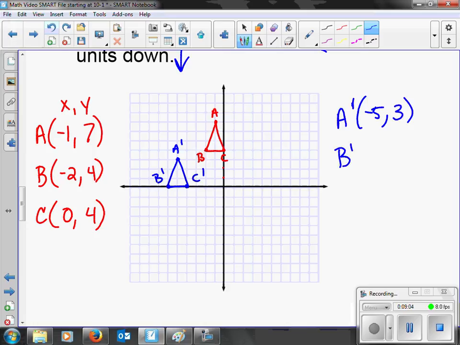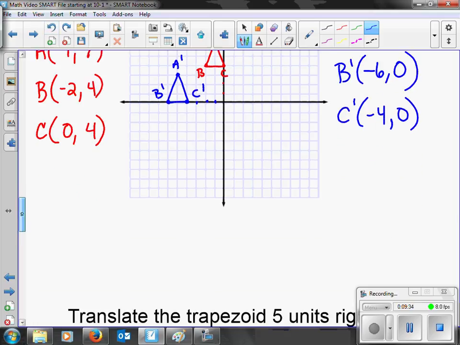And then B prime is now on the x-axis. So you go 1, 2, 3, 4, 5, 6. So it's -6 because it's on the x-axis. Y is 0. And then C is 1, 2, 3, 4. So it's -4 and its y is 0. Okay, so those are the new coordinates for A prime, B prime, and C prime.